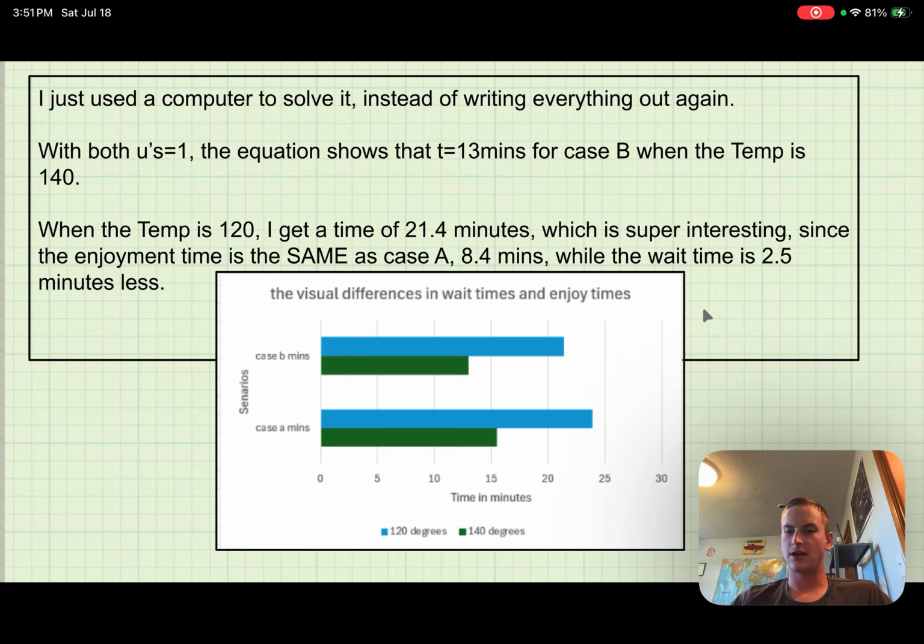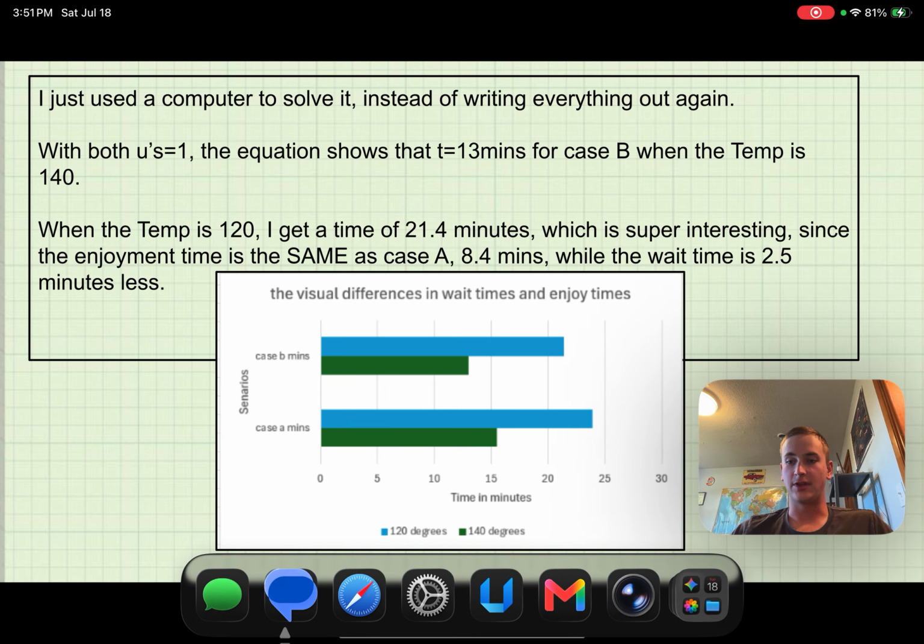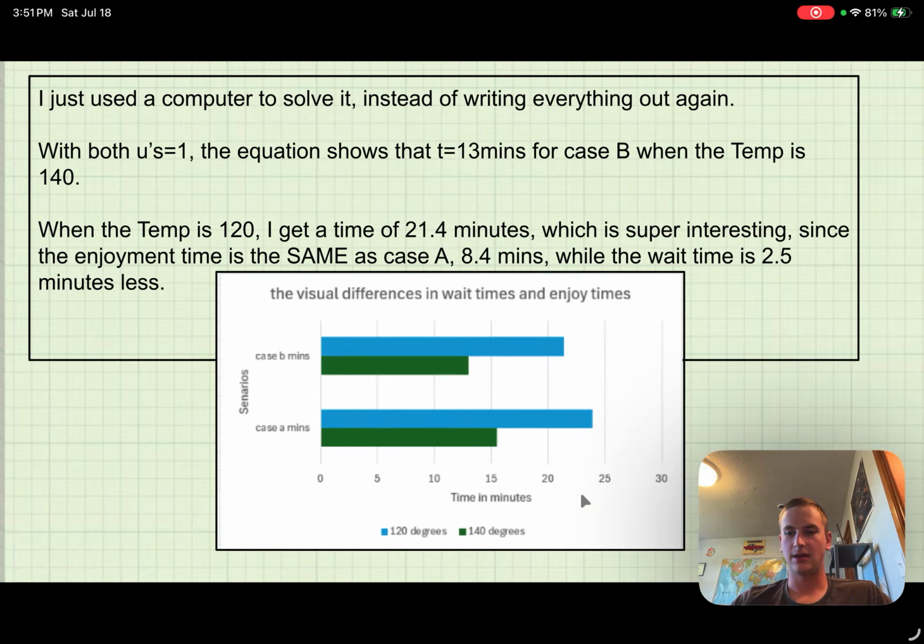It's super interesting here. This is what's interesting. The enjoyment time is the same for case A and B. The wait time is different, but the enjoyment time is ultimately the same. And I was kind of surprised because I was expecting it to be different, I guess, because the wait time was different. But no, this zone, you can see in the graph, is the same. Green is 140, blue is 120. So you can see it's too hot, it's just right, and then it's too cold.